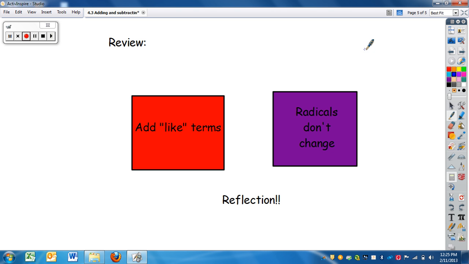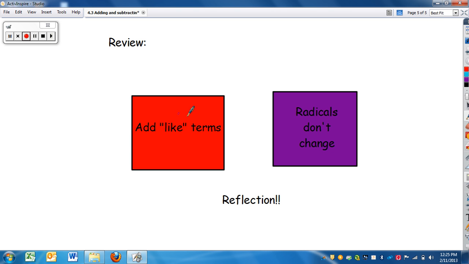And that's really it for this video. Really, you just add like terms. The radicals don't change. That's very important. If it's root 3, it stays as root 3. It doesn't become root 6. We only add or subtract the outside.